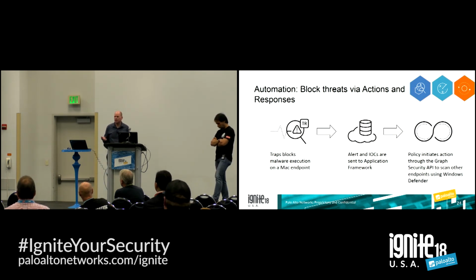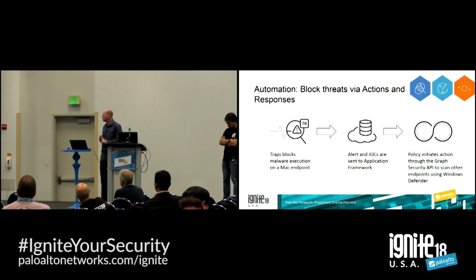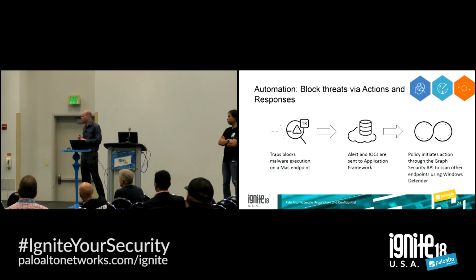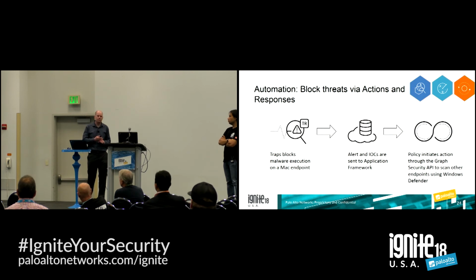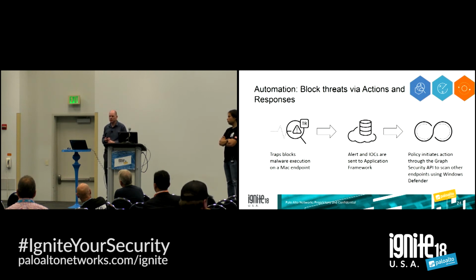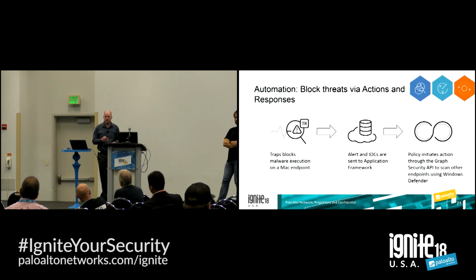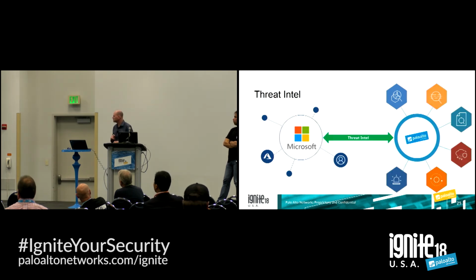So here's a simple example of something that we may enable. We've got Traps blocking a malware execution, creating an alert. That alert shows up, sent to the application framework. And we have an application in the app framework that responds to that alert and wants to actually call the Microsoft Security API to invoke a full scan on a Windows Defender protected endpoint. So this kind of really cool cross-cloud collaboration can be enabled through these integrations.